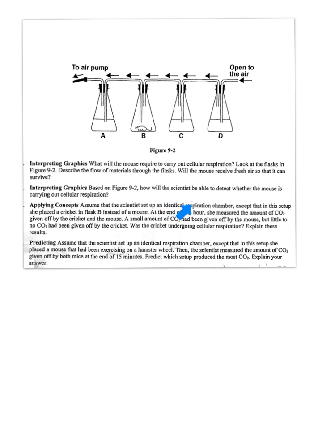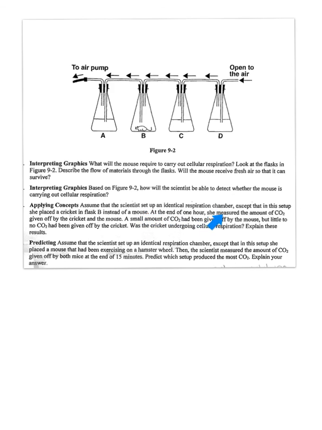Assume a scientist has an identical respiration chamber, same situation, except that this setup is placed by a cricket instead of a mouse. Now, what's the difference between a cricket and a mouse? Well, a cricket's an animal too, so it's breathing out CO2 as well, but it's much, much smaller. So it's going to produce, I hope you said, a lot less CO2.